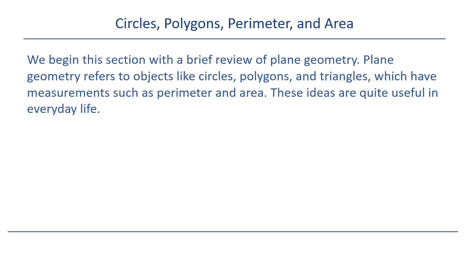Okay, so we're going to begin the discussion with a very brief review of what it means to be talking about plane geometry. And that is, we're referring to objects like polygons, triangles, and circles, which have measurements like perimeter and area, and they're living in a two-dimensional world. That's what plane geometry is. That plane is a two-dimensional world.